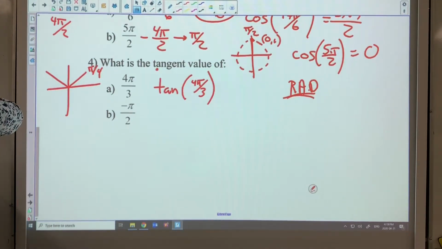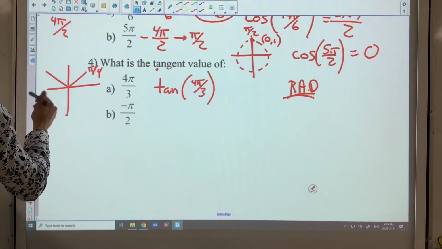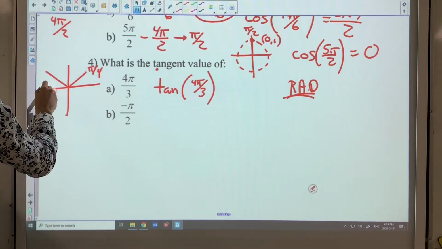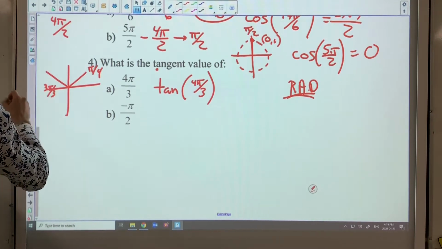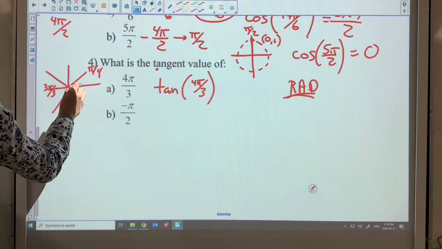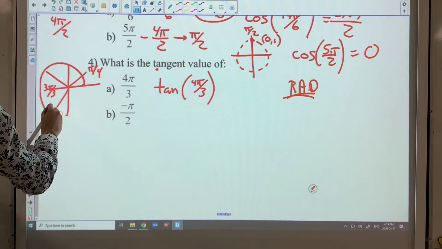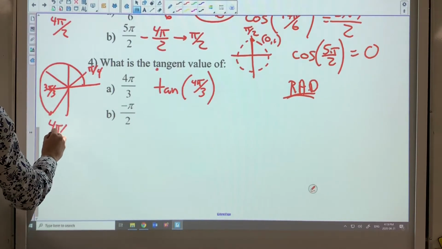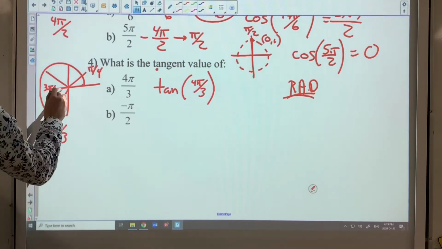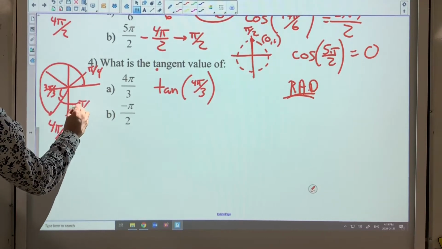I like to find the reference angle, personally. Okay, so for that one there, this would be 3 pi over 3 or 180 degrees. So I know it's over here. So I rotate all the way around and I say, oh, that's 4 pi over 3, which would mean my reference angle is pi over 3.